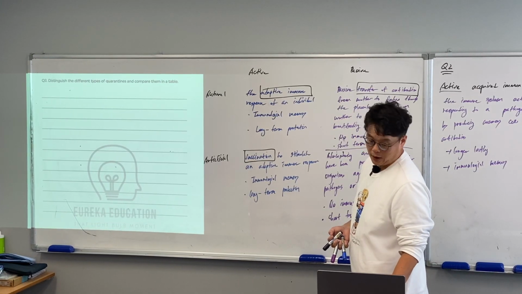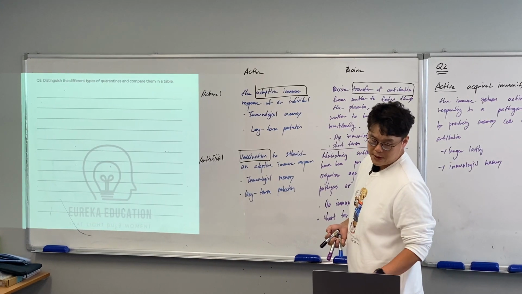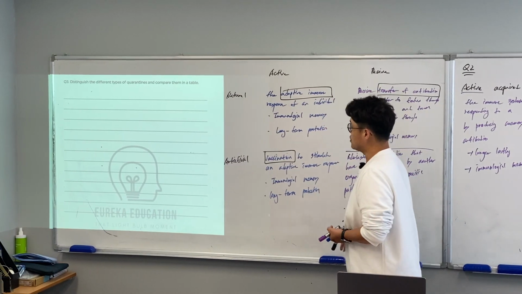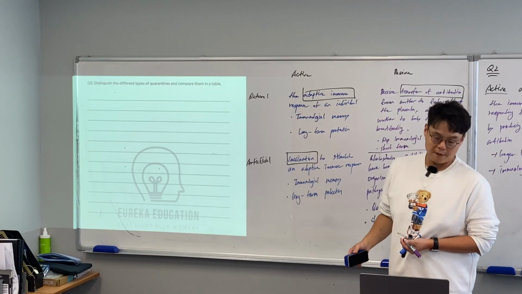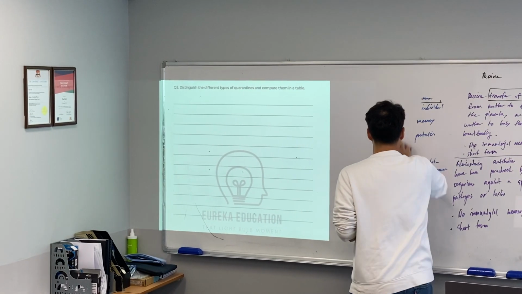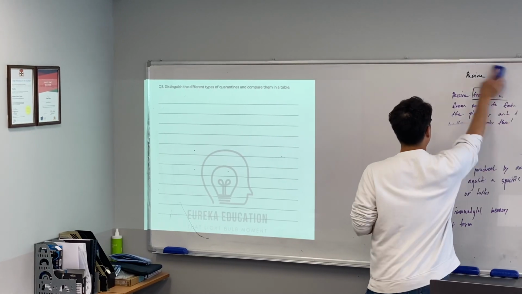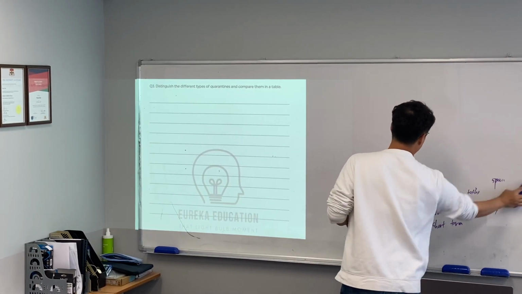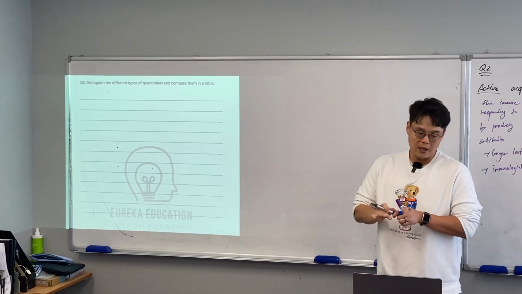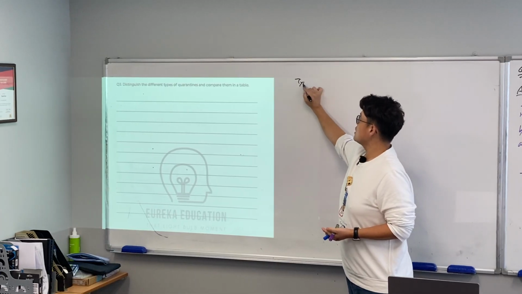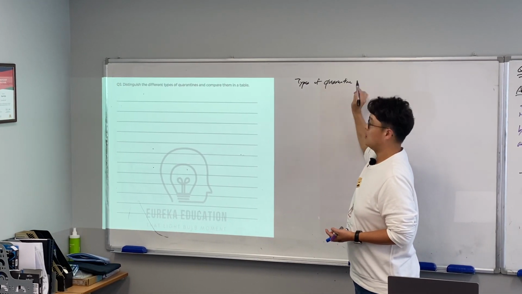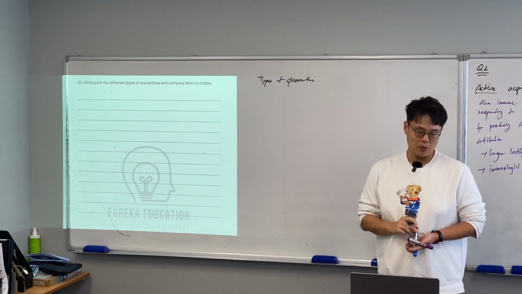All right, 3. Distinguish the different types of quarantine and compare them in a table. So yes, we have different types of quarantine. Let's make a table of the quarantines. We all experienced that before, so it's time to refresh your memories. So, the types of quarantine. Aaron, what was the quarantine? Do you remember what we went through?